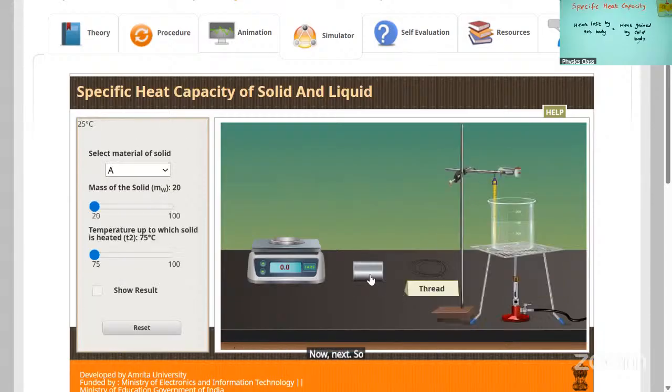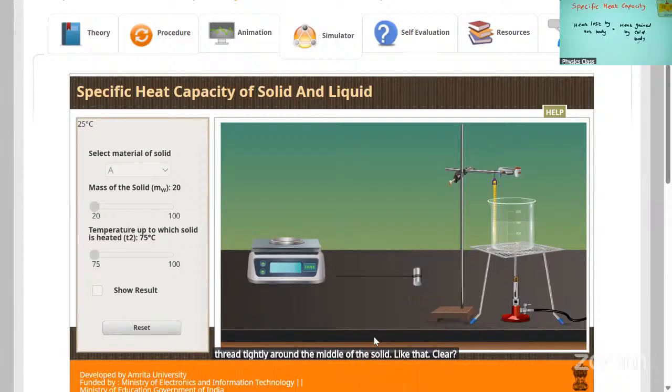So here you can see one solid cylinder. Clear? We have to find the mass of that solid cylinder, 20 gram. The weight of the solid cylinder and mass here, we can take this mass as M3. Now tie a strong non-flexible thread tightly around the middle of the solid like that.